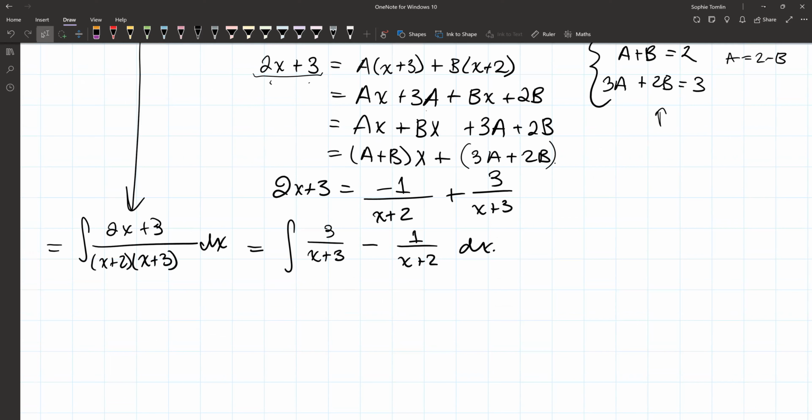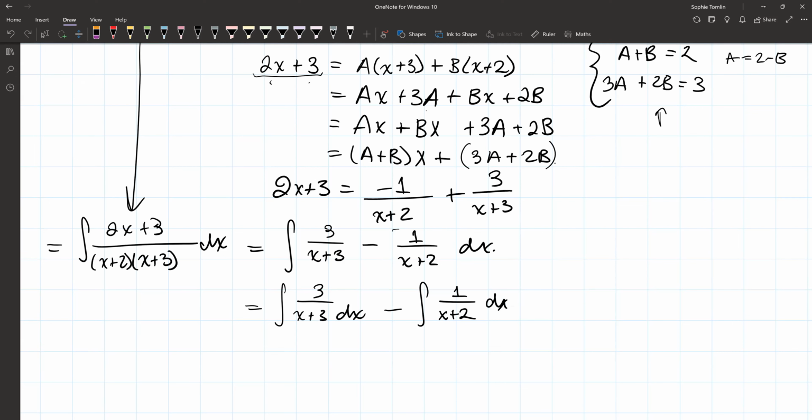And so if we think back to some of our properties of integrals, we have a difference of 2 terms, so we can make that into 2 integrals: the integral of 3 over x plus 3 dx, minus the integral of 1 over x plus 2 dx. And just to be super clear, this negative that is out here is kept here. We just took the integral of that.